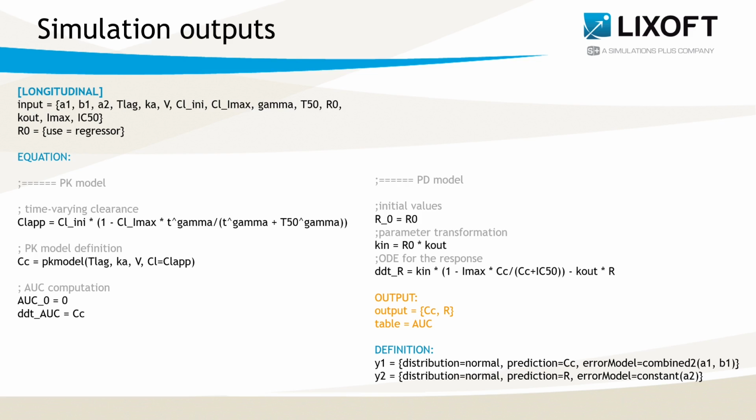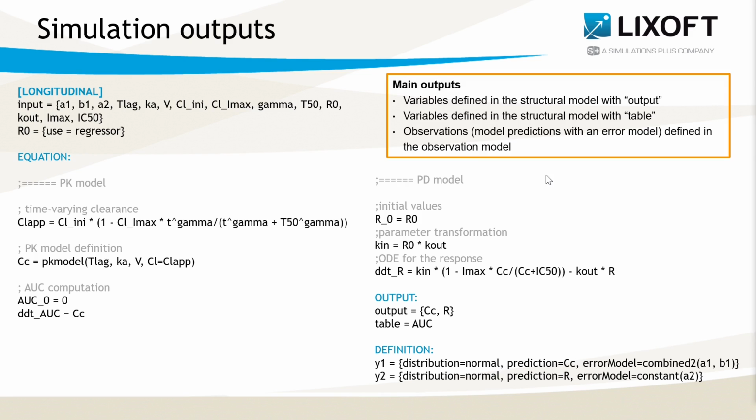But the variables defined here are not the only possible simulation outputs. Actually, any variable defined in the block longitudinal can be chosen as simulation output. This variable can be of continuous, discrete, or even event type. We classify the variables from the models into two groups, the main outputs and intermediate outputs. The main outputs are the variables that are probably the most interesting to define as simulation outputs.